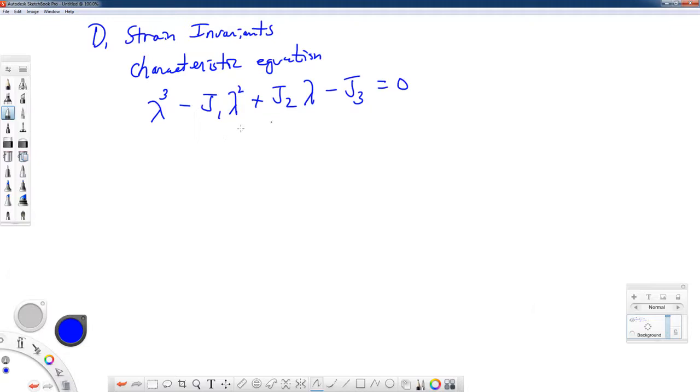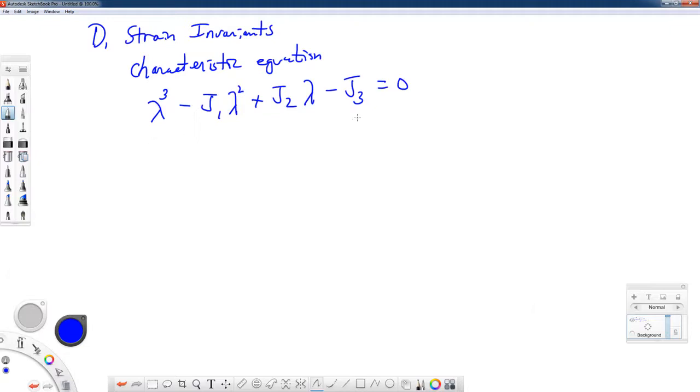Now, some books will write the characteristic equation with alternating signs, as I have done here. Other books may write the characteristic equation without the alternating signs, and so you have to be a little bit careful of what you define for these J1, J2, and J3 terms. Some books may have one of these being negative and the other one being positive. But these are well-known values.